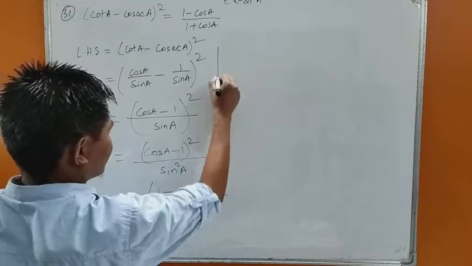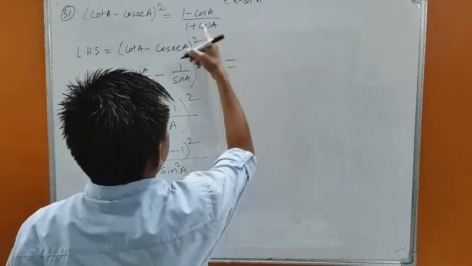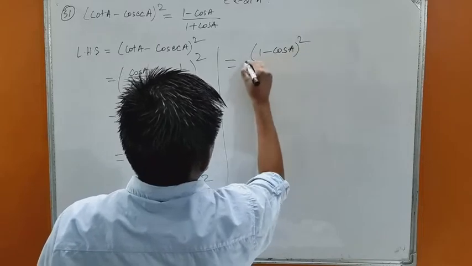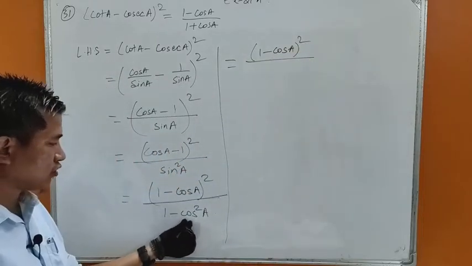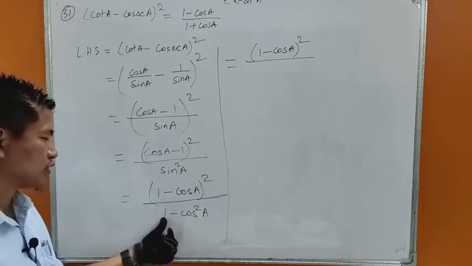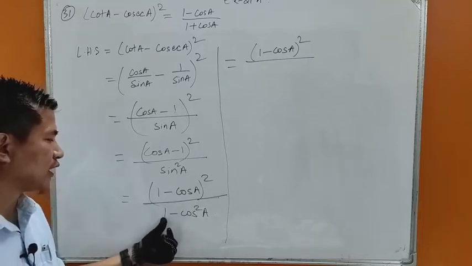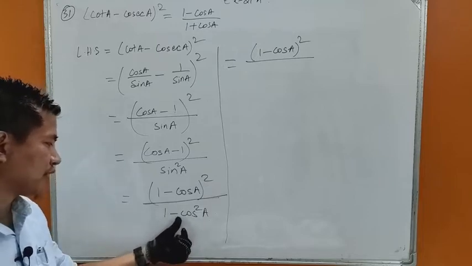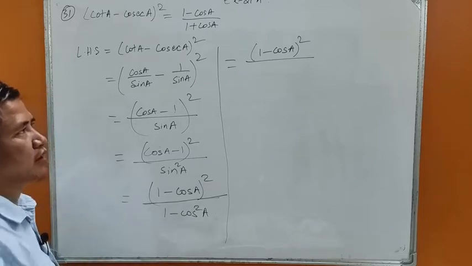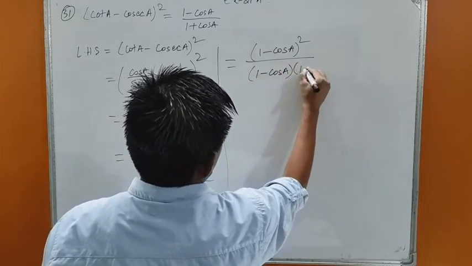So let me continue this here. 1 minus cos A whole square. I will write this as it is because I need 1 minus cos A. 1 minus cos A whole square. Now in the denominator we have 1 minus cos square A. This can be considered as 1 square minus cos square A, because 1 square is 1, 1 into 1 is 1, isn't it? So 1 can be considered as 1 square and cos is already squared. So 1 square minus cos square A can be written in the A minus B into A plus B form. So A square minus B square means A minus B into A plus B.